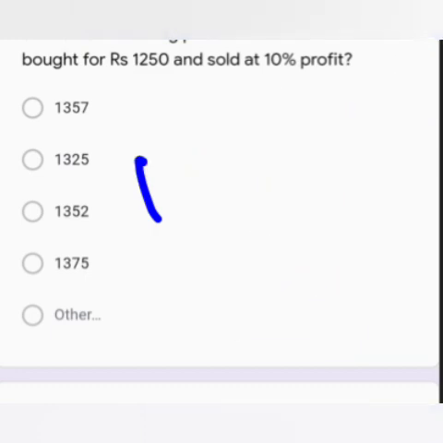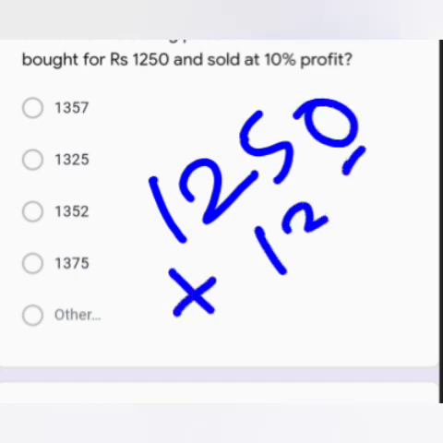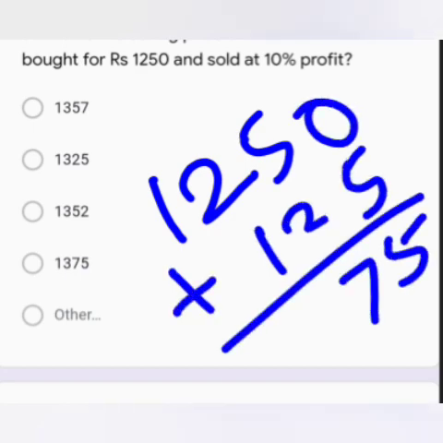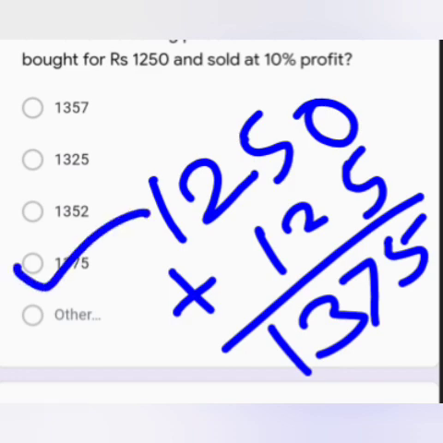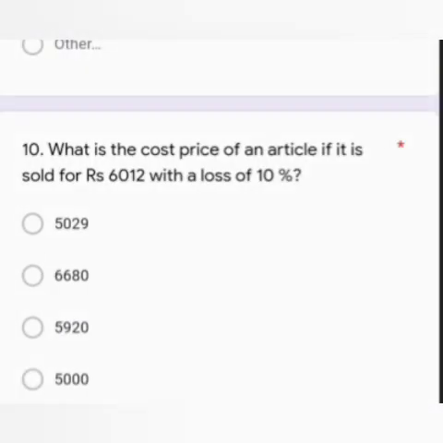So CP is how much? CP is 1250. So 1250 plus 125 is 1375. 1375 is the correct answer. Okay. Now let us see the last question, that is question number 10.